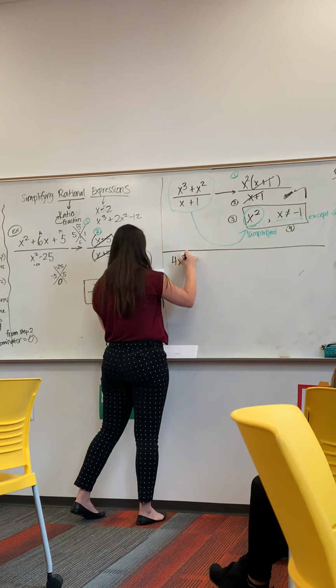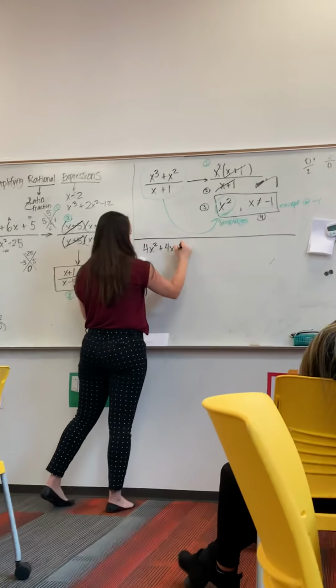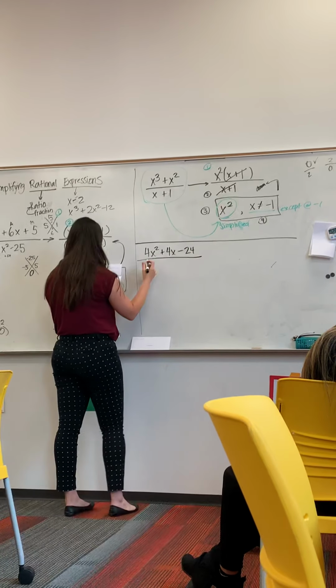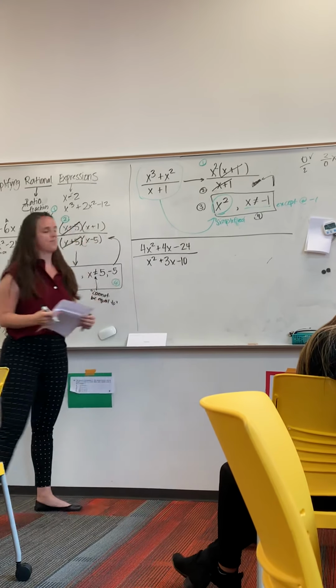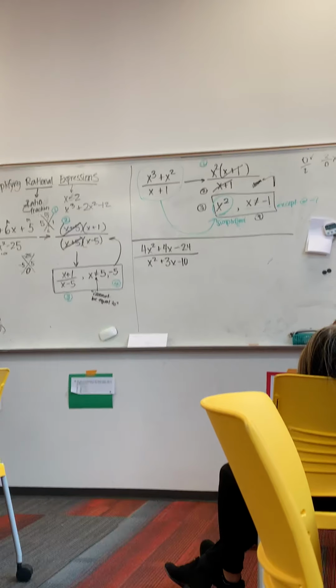Alright, let's look at the last example. I was having trouble: 4x squared plus 4x minus 24 over x squared plus 3x minus 10. Ugh. So we'll take it one step further.